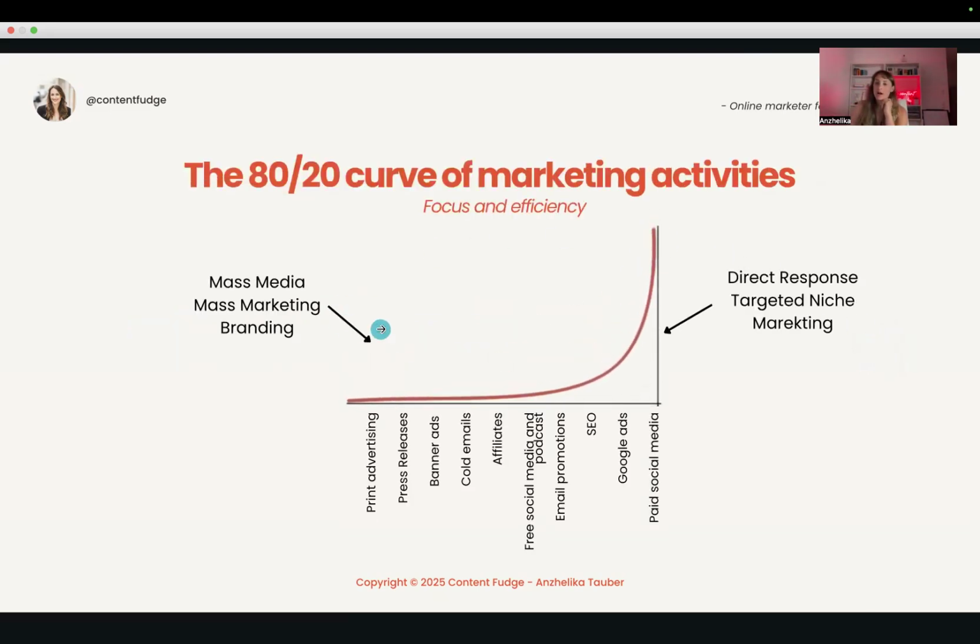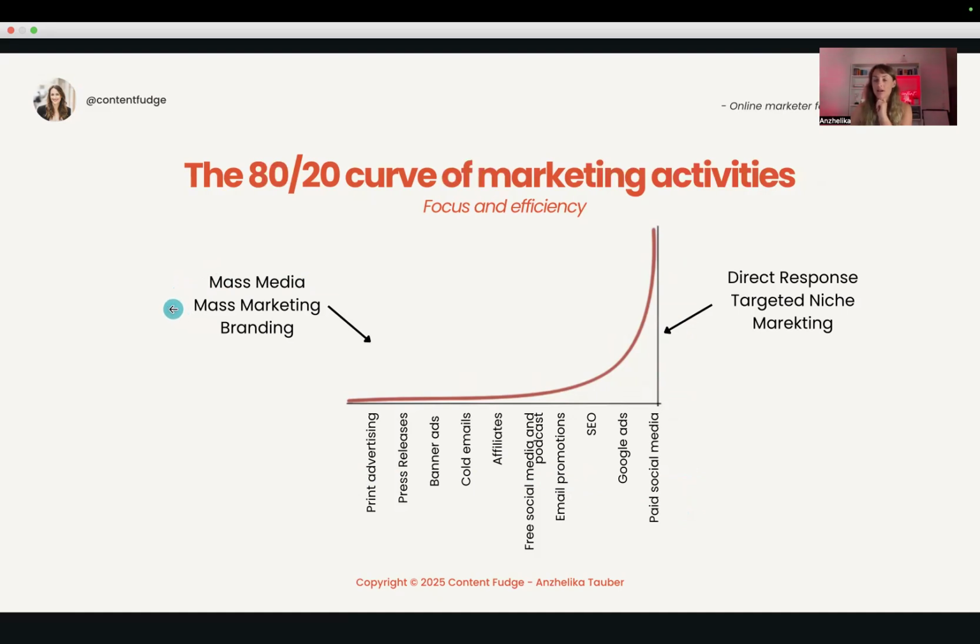So this is our power curve. On the x-axis is a list of marketing efforts, and on the y-axis is the focus and efficiency. And so we see that we go from right, the most focused and efficient, to left. What do we have here? On the right, we have direct response targeting niche marketing. And on the left, we have mass media, mass marketing, and branding.